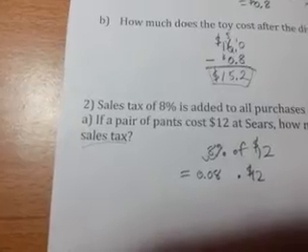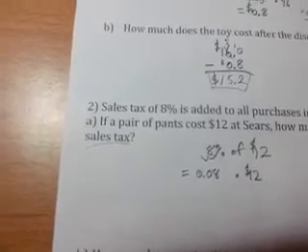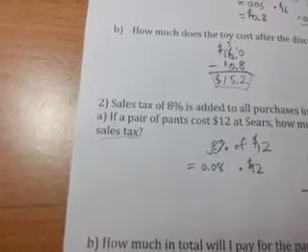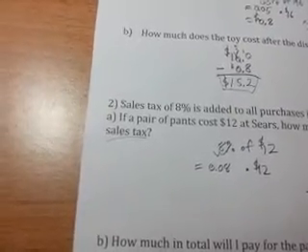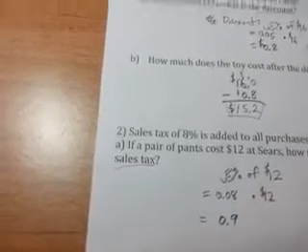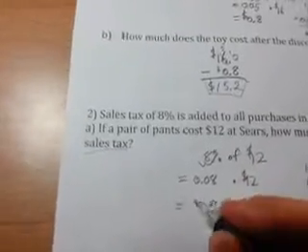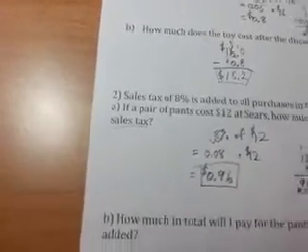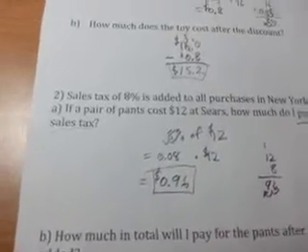And so when I do the multiplication, that's just saying 12 times 8, but I move the decimal place twice. 8 times 2 is 16, 1, so that's 9. Move the decimal place twice back, and what do I get? I get $0.96. So that's how much I am paying extra, because this is tax.